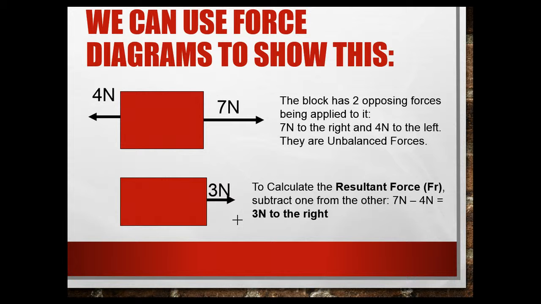So in order to calculate the resultant force, in other words, how much force you have left after they cancel each other out, you're going to subtract. So 7 minus 4 is 3. And then the result goes in the direction of the bigger one. 7 is bigger than 4, so your answer is 3 newtons to the right. Is that easy enough?